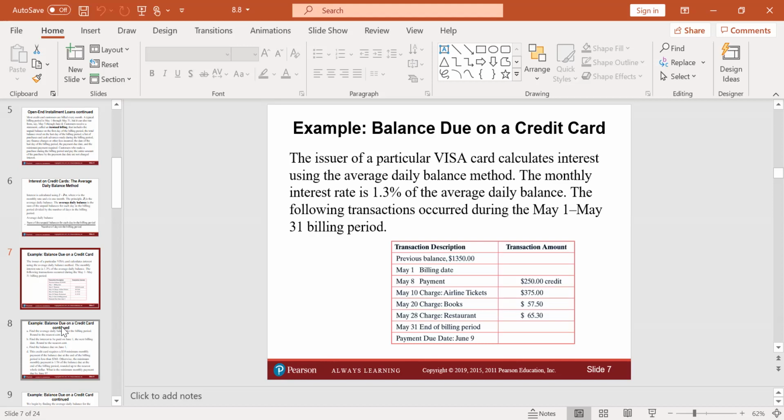So anyways, let's say you're walking into May 1st, you owe $1,350 previously on this credit card. Now, on May 8th, you make a payment of $250. On May 10th, you spend $375 on airline tickets. That might just be for you only. On May 20th, you spend $57.50 on books. On May 28th, you say, I'm going to treat myself and my significant other to a night at Chili's and get some of their skillet queso.